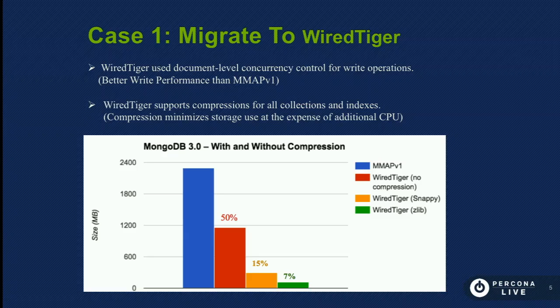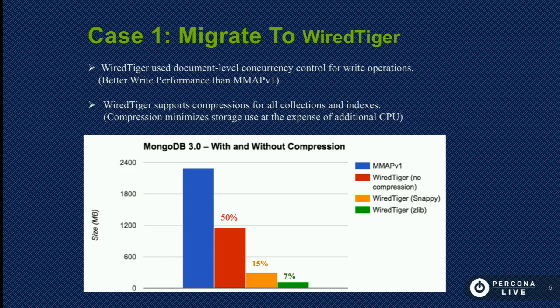So first, I will use the first case: migrate to wiredTiger. If you are still using the mmap storage engine, we had better migrate to wiredTiger. wiredTiger has document level concurrency control. It has better write performance than mmap. Also, wiredTiger supports compression.